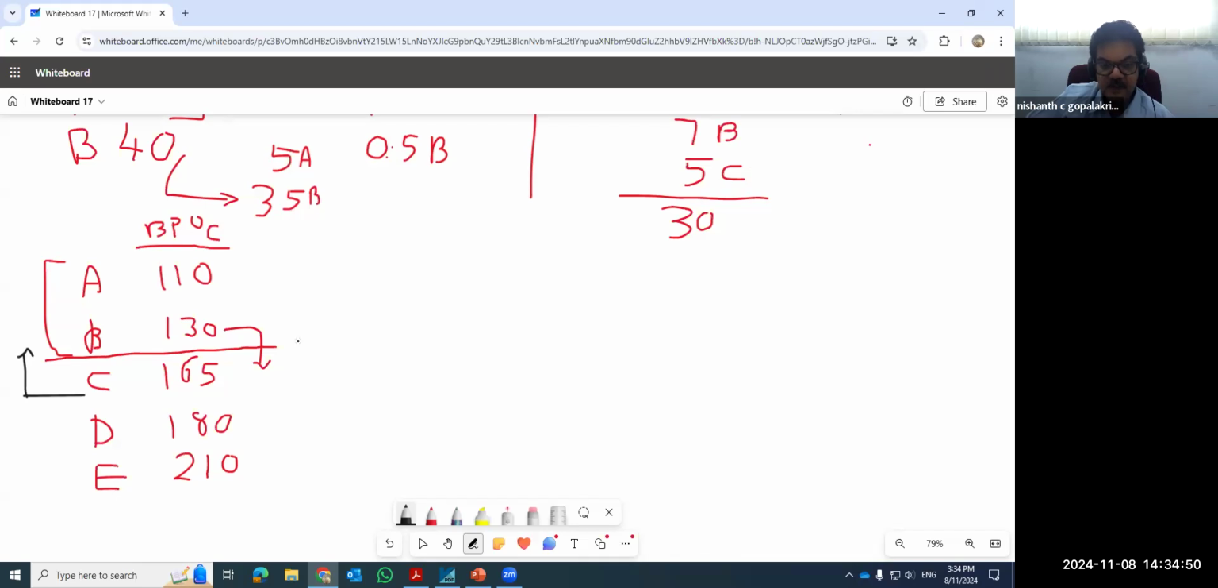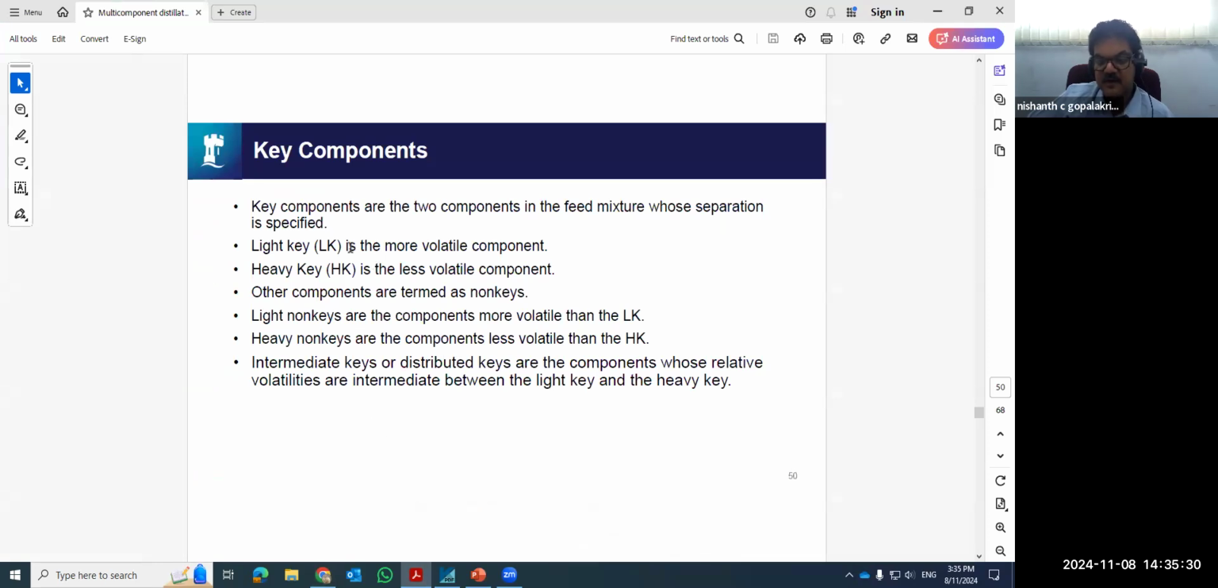Because of this, when we design a distillation column, these are the 2 things we need to control. B is the hardest to control to go to the bottom, and C is the hardest to control to go to the top. Because of that, these 2 components are called the key components. There are 2 key components, one is B and the other one is C. B we call the light key, because it's the light component among the 2 keys. Similarly, C is called the heavy key.